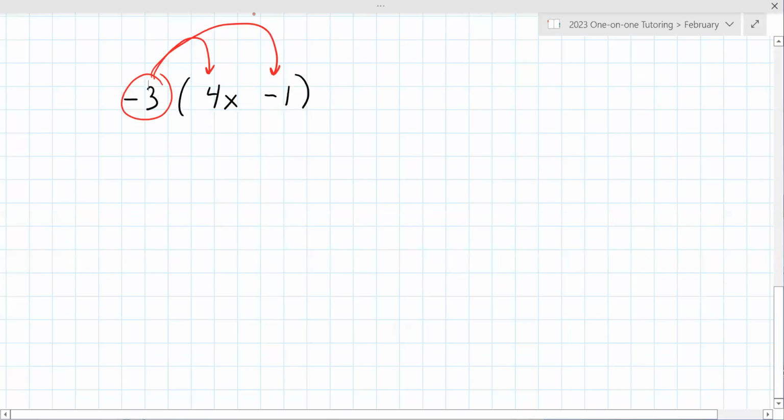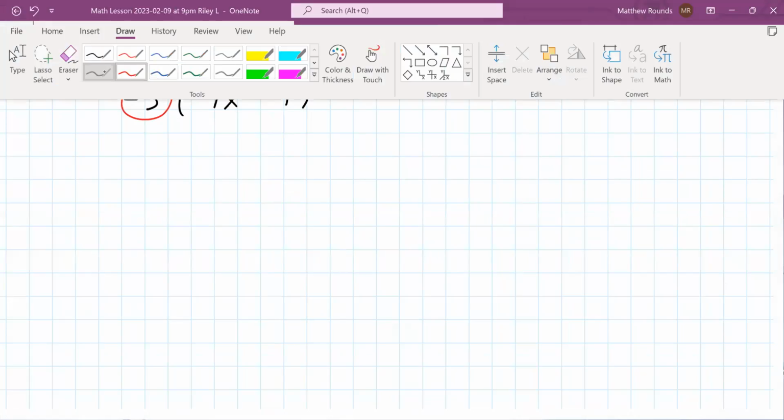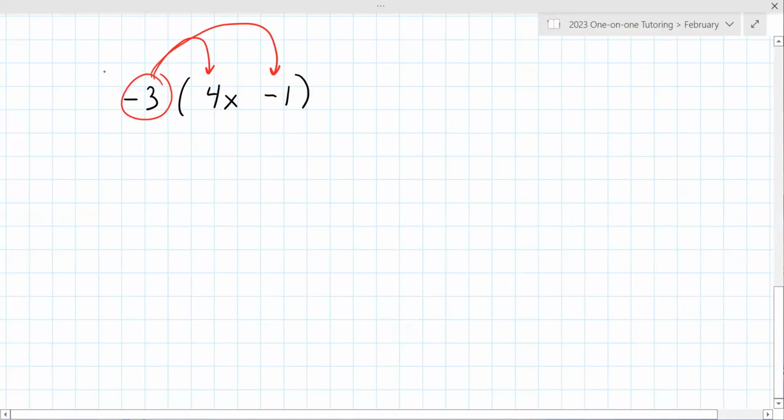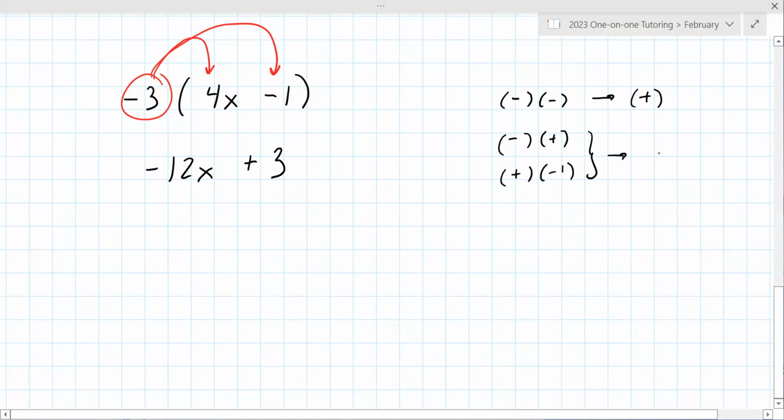Okay, so this is -3 times 4x. That's -12x. And then -3 times -1 is +3. What's the rule for multiplying negatives? If they're both negative, it becomes a positive. If they're opposite, is it always negative? Yeah, if you have one positive and one negative, they both become negative.